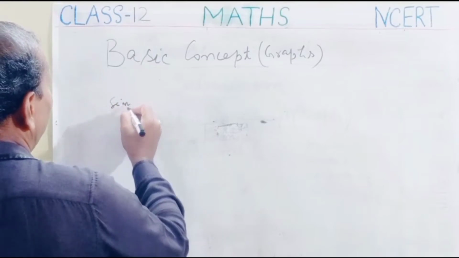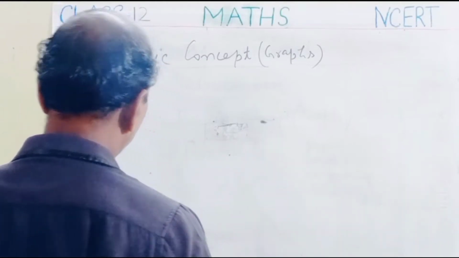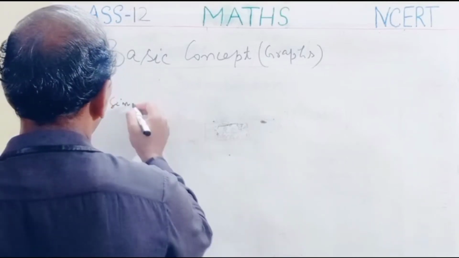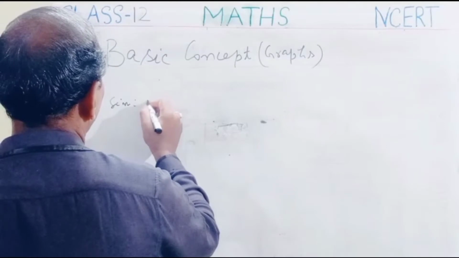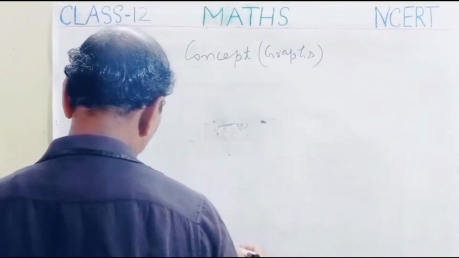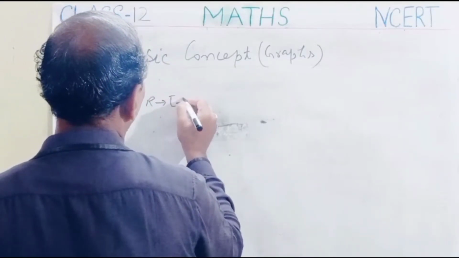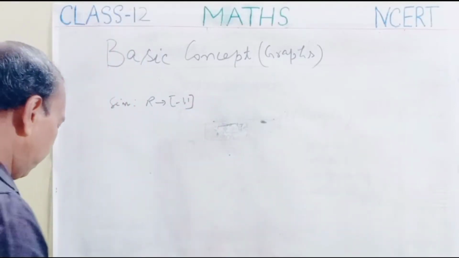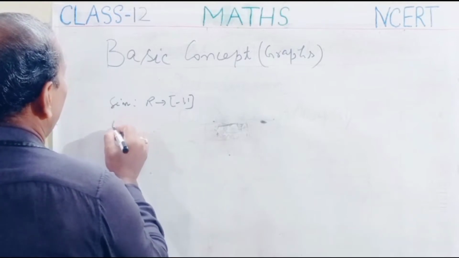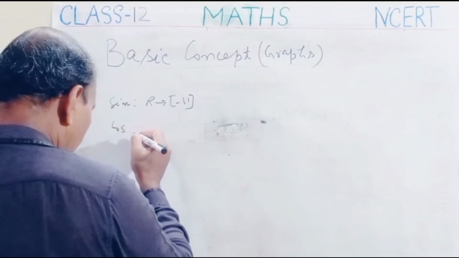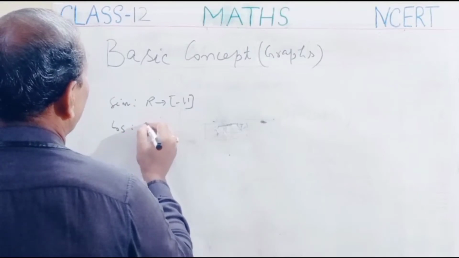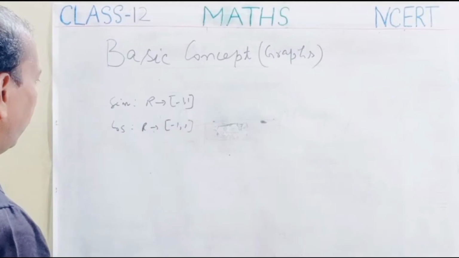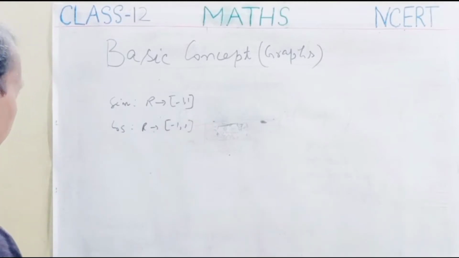What will be the interval of the sine function, meaning its range? The range will lie between -1 and 1. Then similarly, we have the cos. In the cos case also, the range lies between -1 and 1. Similarly, we have the tan and cot.